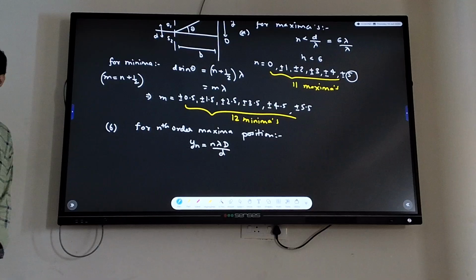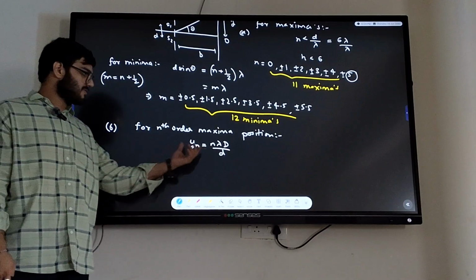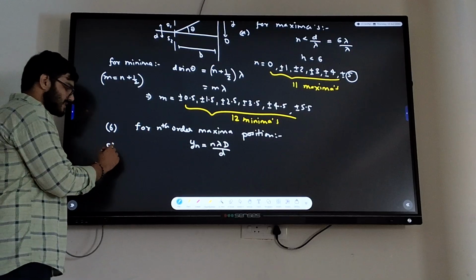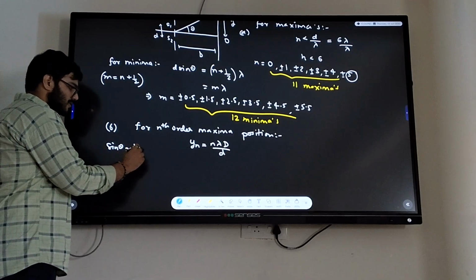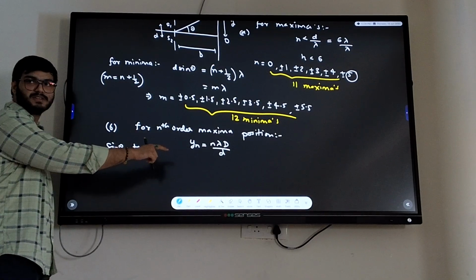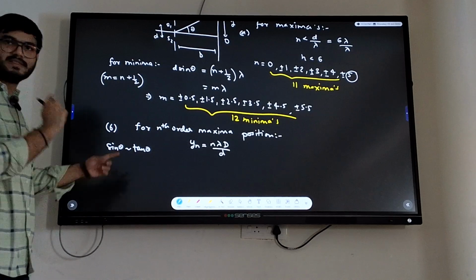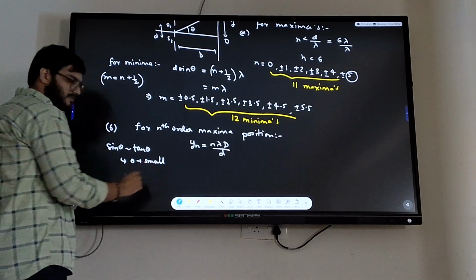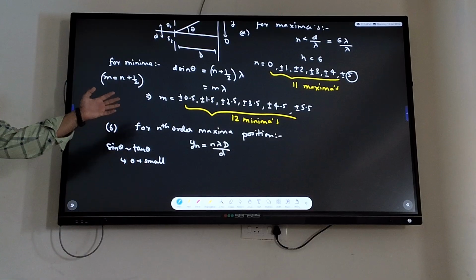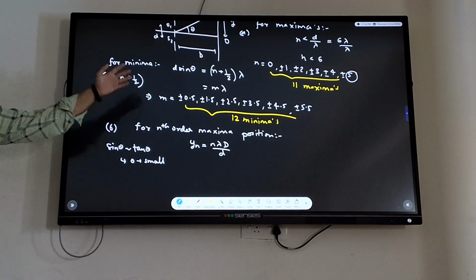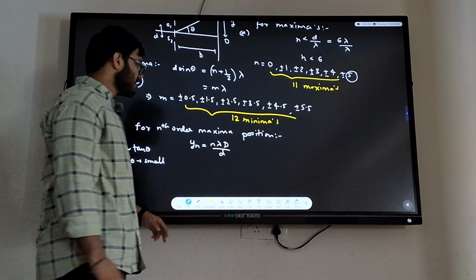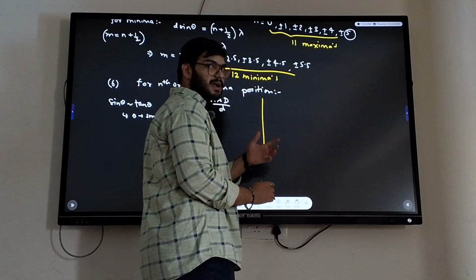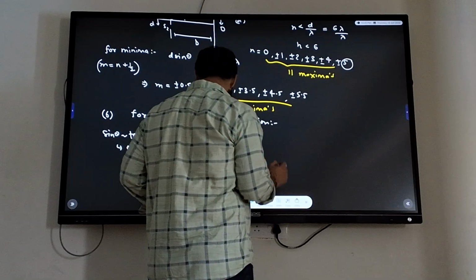But if you remember, when I was doing the derivation and I found this result, I was assuming that sine theta is approximately tan theta. You remember? And then I found this expression. And this is only true when theta is small. First of all, check whether theta is small or not. How do you find theta? You apply the generic condition d sine theta equal to n lambda.